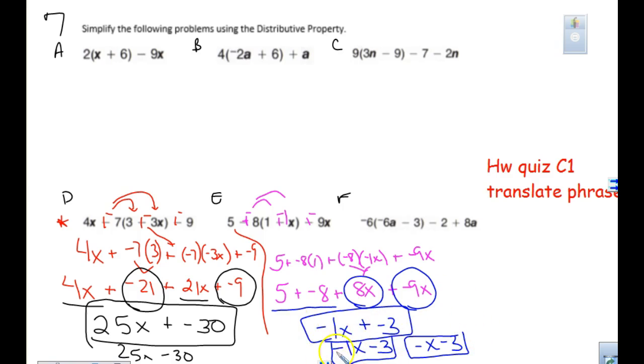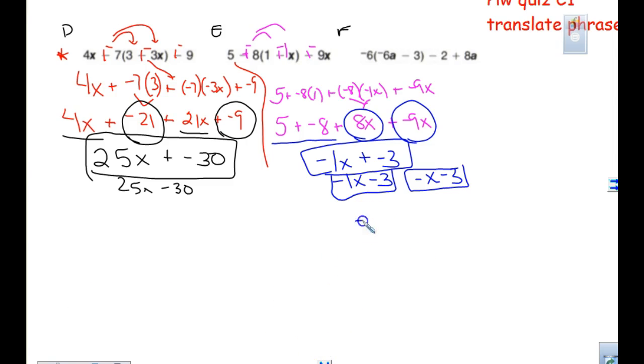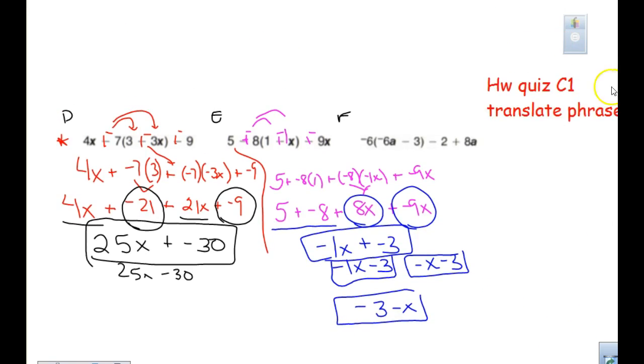Usually we want to put our coefficients, our variables first, then the numbers. What if you had this answer, negative 3 minus x? I would give you credit for that also. Okay? So looking at the letter F up here, I would do that same thing, would be my hint to you.